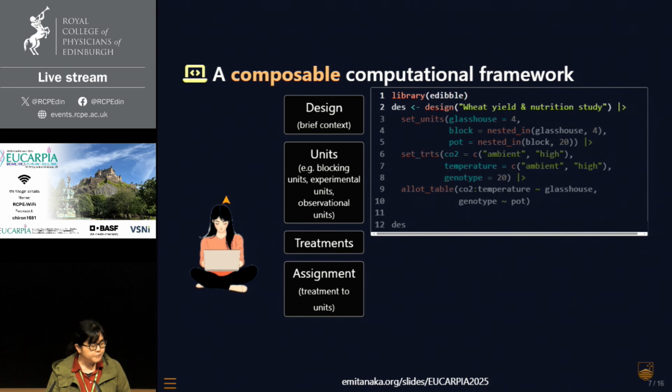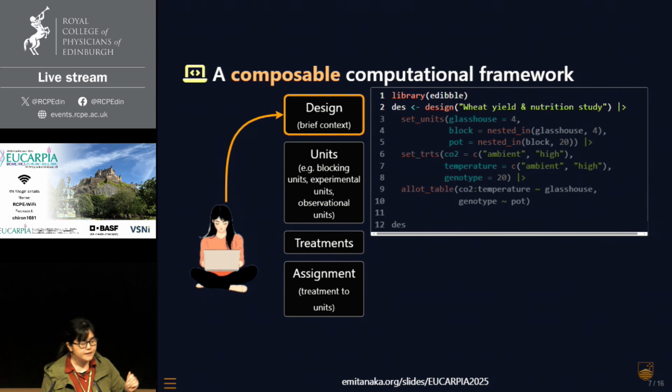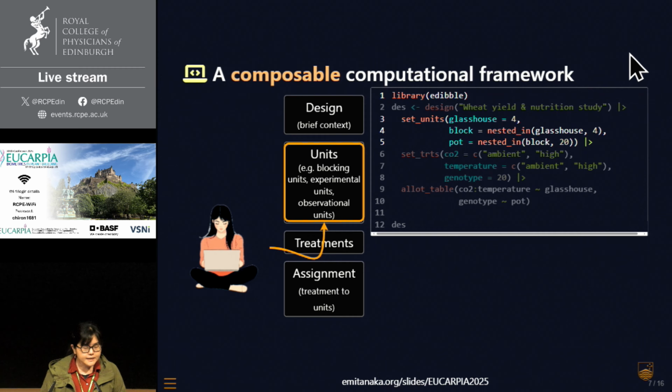Well, in the first instance, I'm going to initialize a design object and give a brief context. So here you can see the function design, and I'm just going to briefly write that this is about a wheat yield and nutrition study. In the next step, I'm going to think about the units, just as Rosemary mentioned in her book. Think about the units first. What do I have? Talking to the student, he tells me he's got 4 glass houses, and within each of the glass houses there are 4 blocks. And you can see that written out in the code.